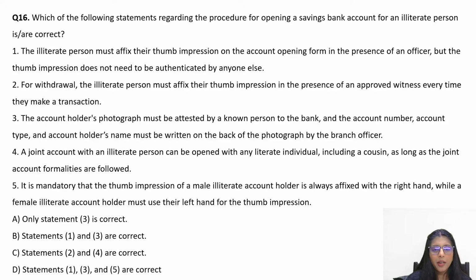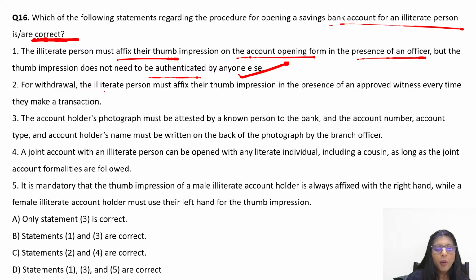Which of the following statements regarding the procedure of opening a saving bank account for an illiterate person are correct? We have to tell the correct statements. The illiterate person must affix their thumb impression on the account opening form in the presence of the officer, but the thumb impression does not need to be authenticated by anyone else. It's correct. For withdrawal, the illiterate person must affix his thumb impression in the presence of an approved witness every time they make a transaction. No. The illiterate person does not need an approved witness every time they do a withdrawal. Only a bank official needs to witness the thumb impression for the withdrawals.